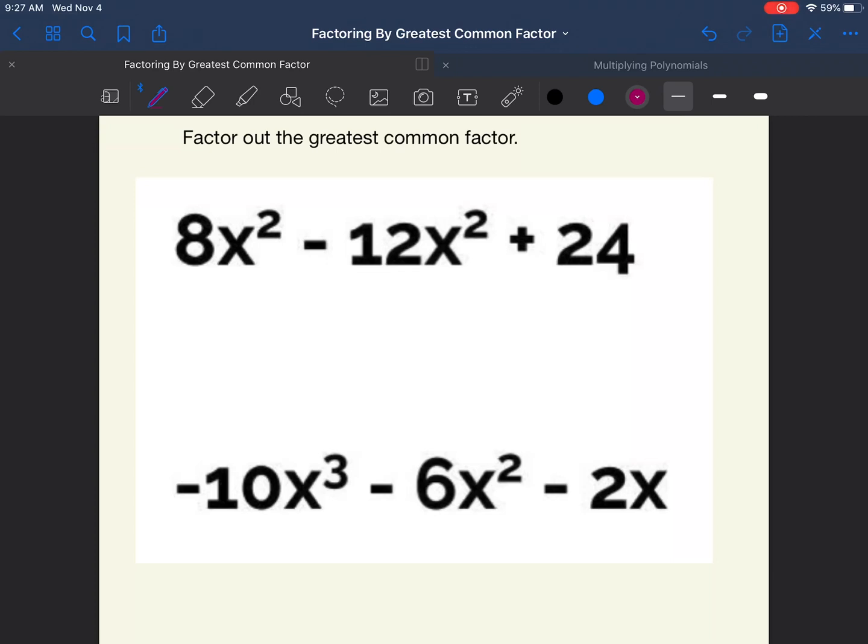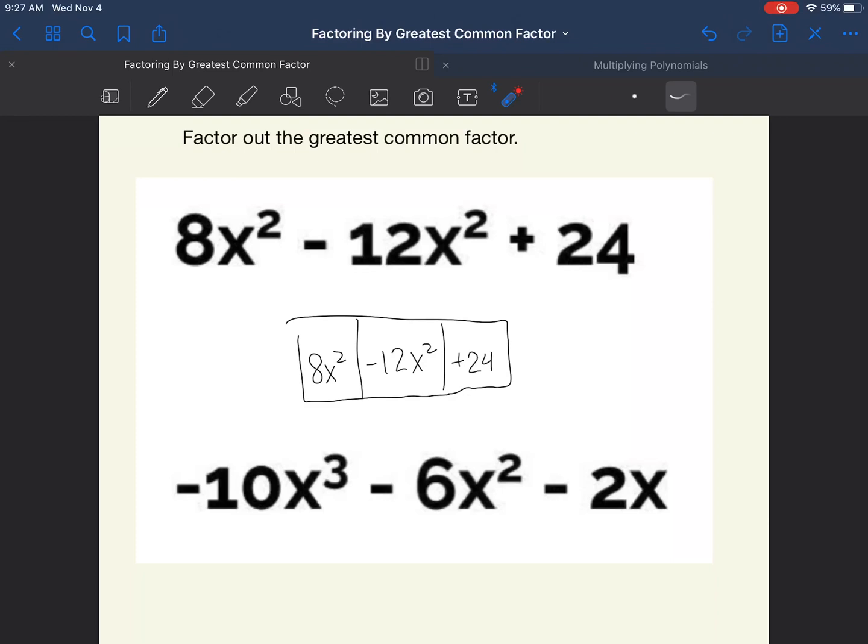All right, so let's look at some more complicated ones a little. So these are longer, but it's still the same process, okay? I'm going to need to make a bigger box here because I have 3 terms. So I have 8x squared minus 12x squared, and then a positive 24.